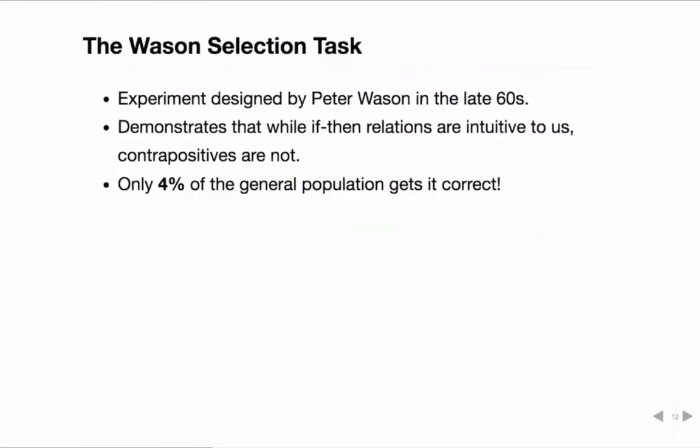Now, this experiment is very old. It was designed in the late 60s by Peter Wason, and it's really interesting because most people in the population get this wrong. Most people will pick out the 7 and say, I definitely need to turn over the 7. But it turns out 96% of the population will not choose to turn over the K. This is interesting because it says that if-then statements are fairly intuitive to us, and in some sense ingrained in our critical reasoning abilities, but the equivalent contrapositive statements are not. And that's something that's really interesting.